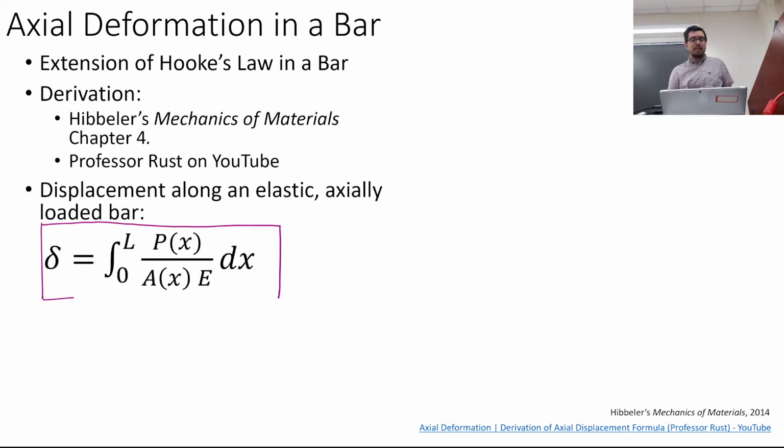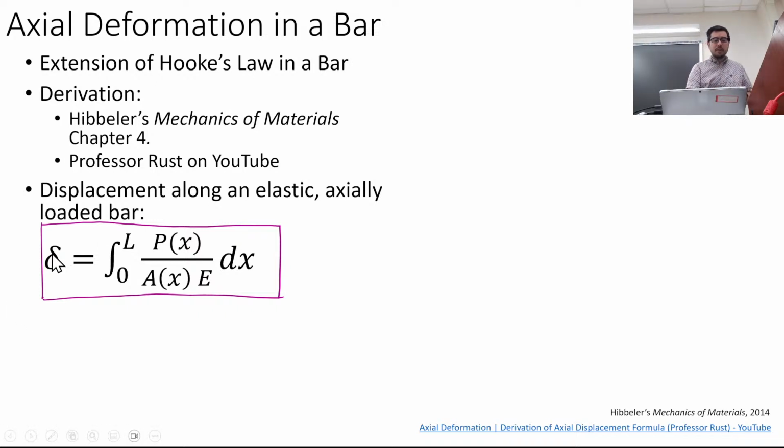For now, I'm going to skip the derivation. So if you want to get the delta, the change in length of a bar, this is the equation you want to have on your formula sheet or on your note sheet. I'll explain it, and if you want to see the derivation, you can take a look at Hibbler's book, and there's also Professor Rust on YouTube who has done the derivation.